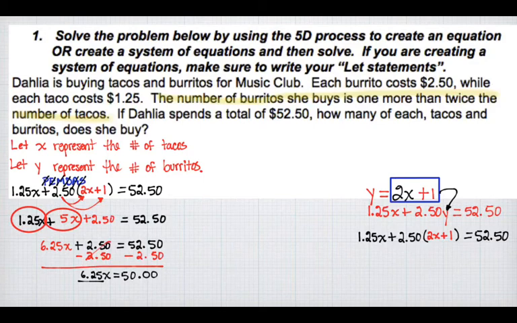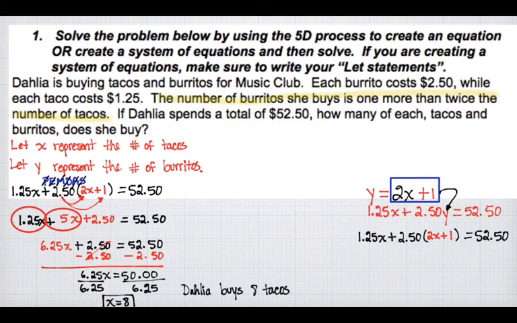Now, my job is to divide both sides by 6.25. And I'm just going to use my calculator to do that since you guys had access to the calculator. And I'm going to get x equals 8. Well, the moment I get x equals 8, that means that I already know the number of tacos. So Dalia buys 8 tacos, right? So I can already start stating that.